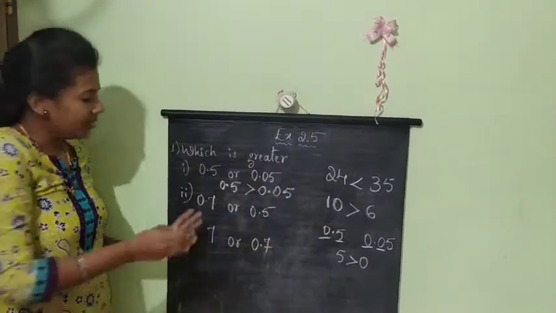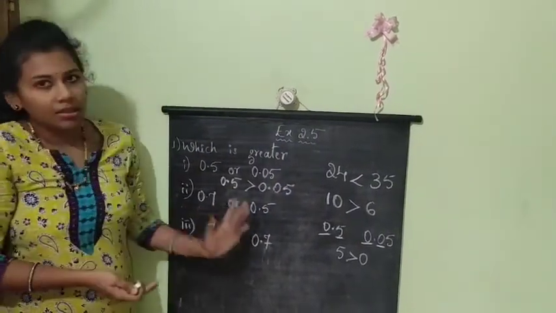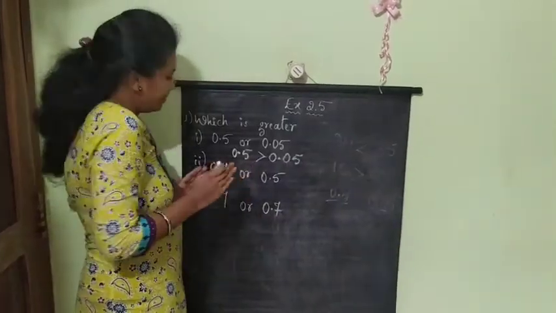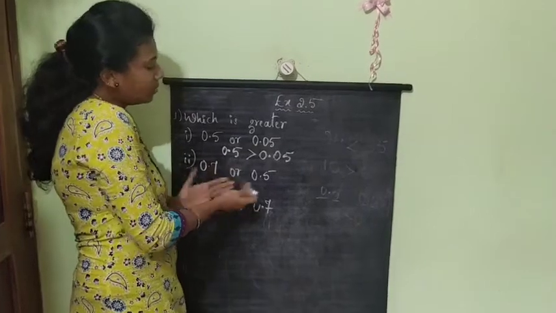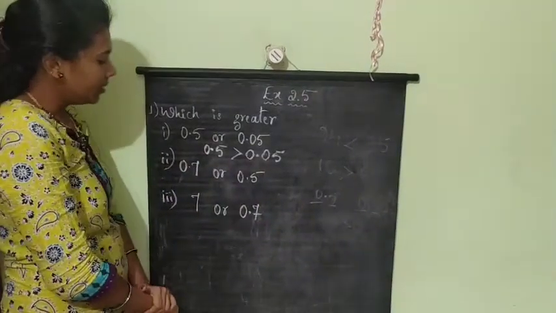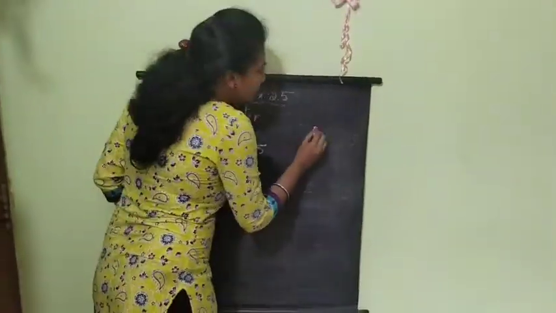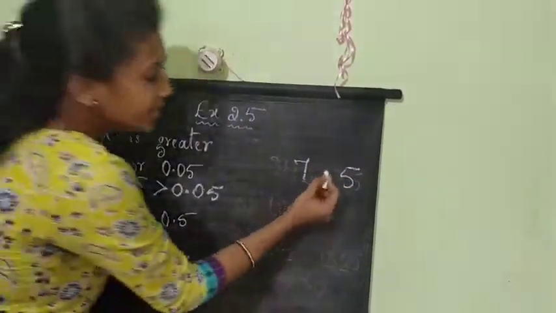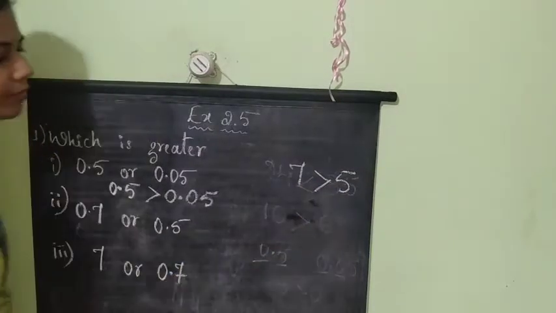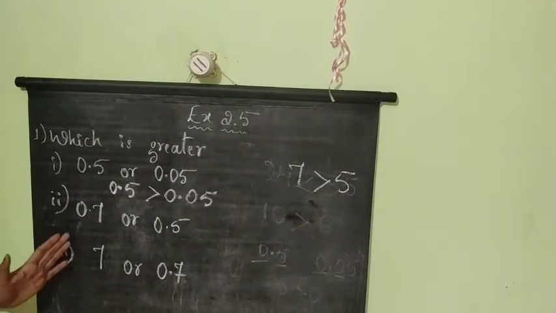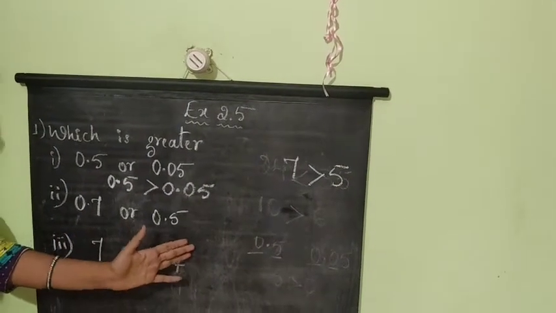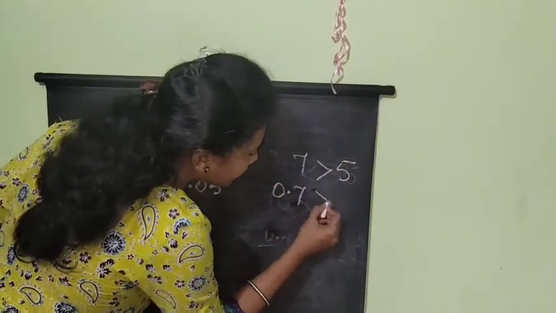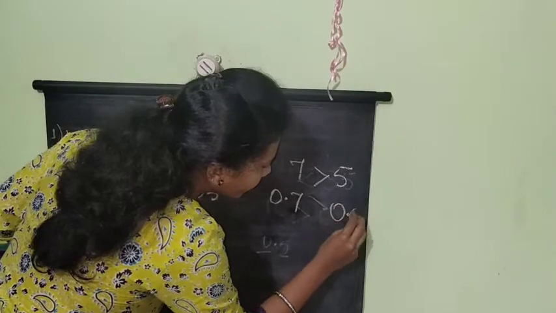Hope you have understood. So let's move on with the next question. Pause it. 0.7 or 0.5. Now again, if I ask which is bigger, 7 or 5, you know it is 7 greater than 5. But the question here is 0.7 or 0.5. So what do you do now? You take 0.7 as well as 0.5.